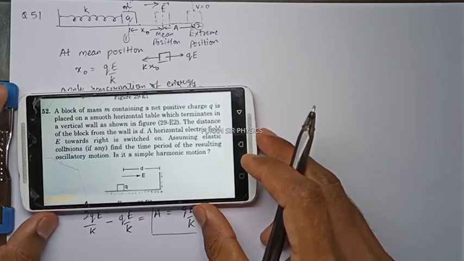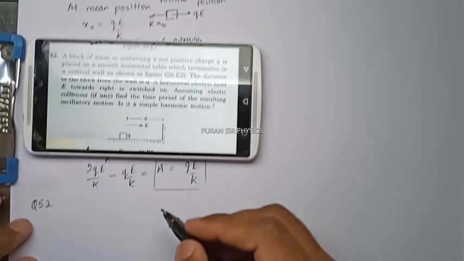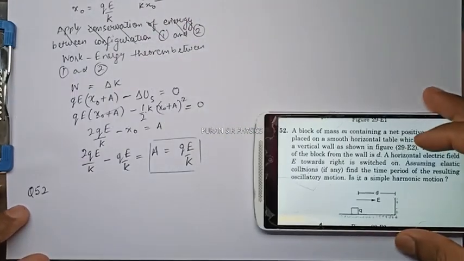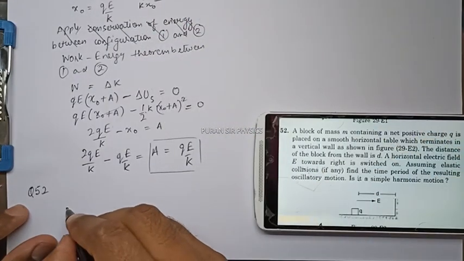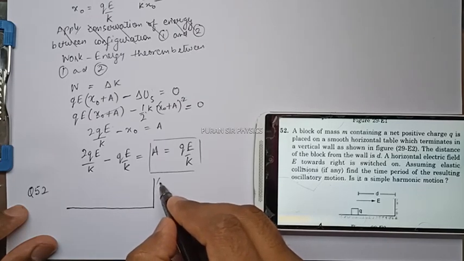Okay. So in question number 52, what is given? There is a smooth horizontal table which terminates into a vertical wall.